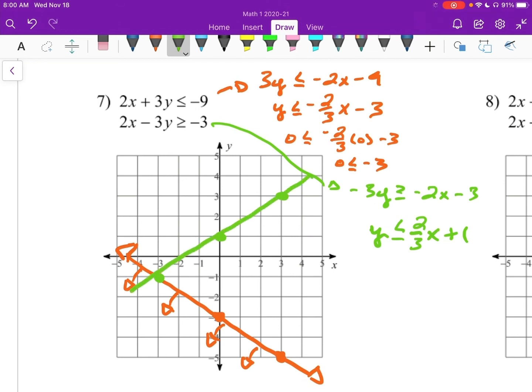This gives me a solid line. And now I'm going to plug in the point 0, 0. So I'm going to say, well, 0 is less than or equal to 2/3 times 0 plus 1. So 0 is less than 1. And that's a true statement. So I'm going to shade towards 0 here. And I can see that the spot that I shade is this piece over here.